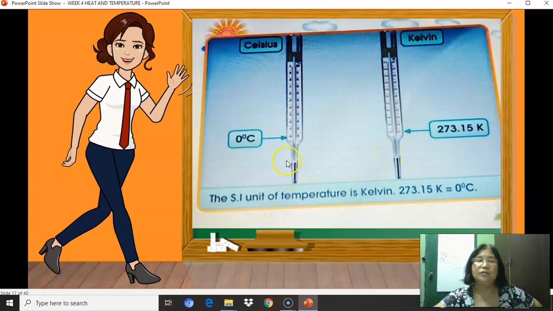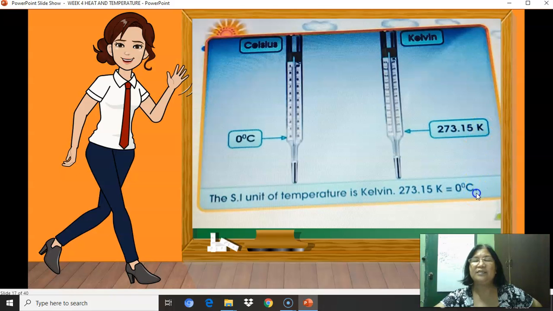Now, to see the difference between Kelvin and Celsius, the freezing point of water in Celsius is 0 degrees centigrade, while in Kelvin it is equivalent to 273.15 Kelvin. Okay, so you see the symbol of degrees in exponent form 0.